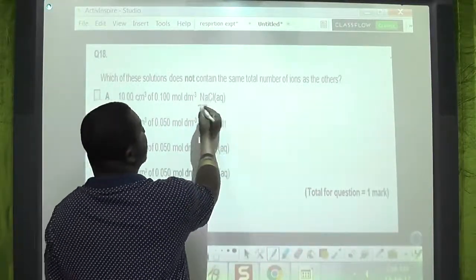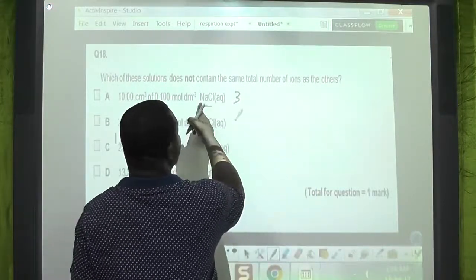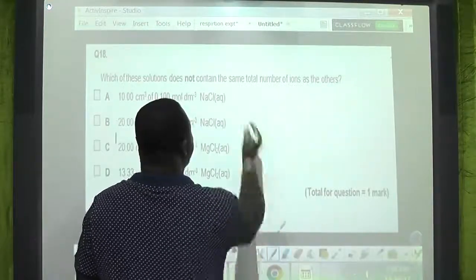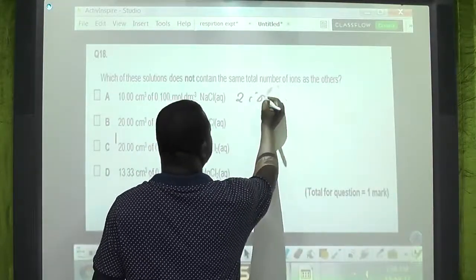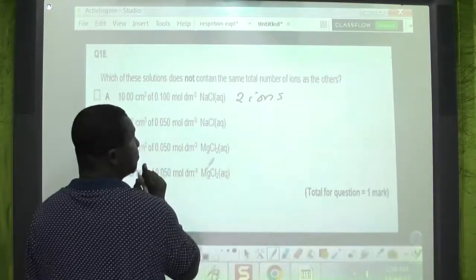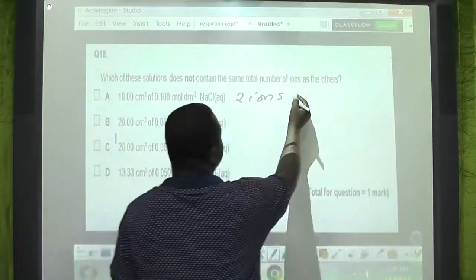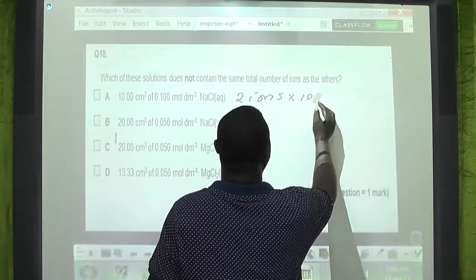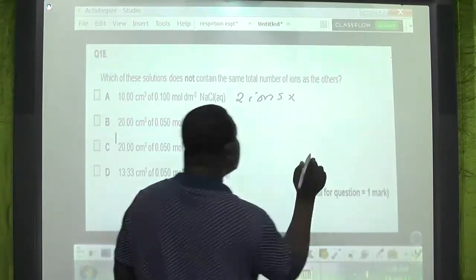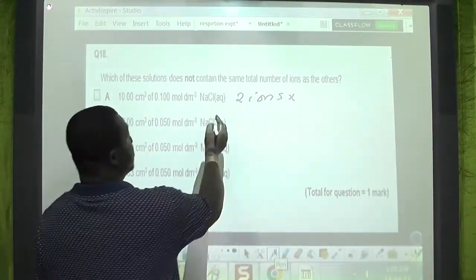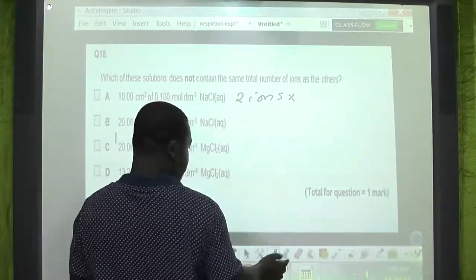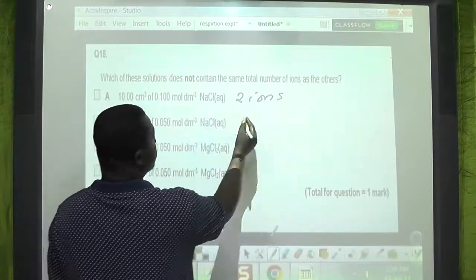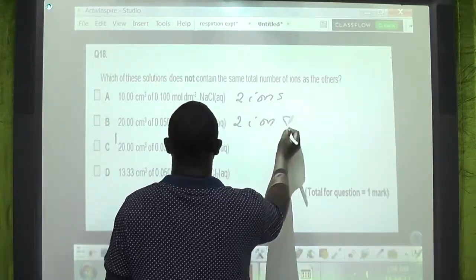First, sodium chloride contains 2 ions: 1 sodium and 1 chloride, 2 ions. If it is 1 mole of it, it is 6 times 10 raised to power 23. So sodium chloride also here has 2 ions.